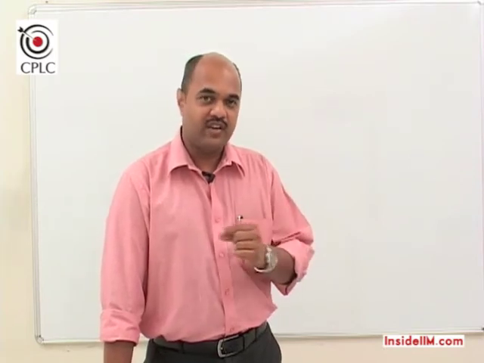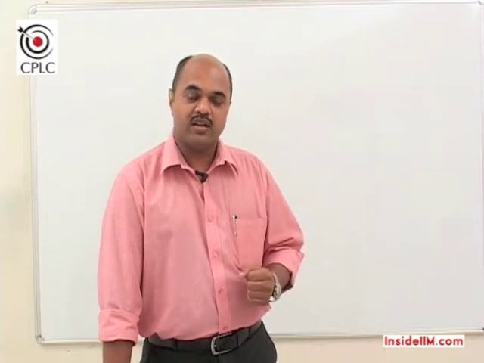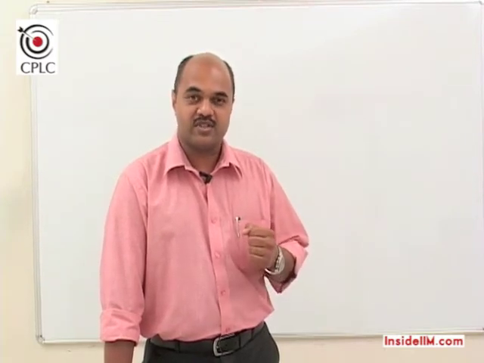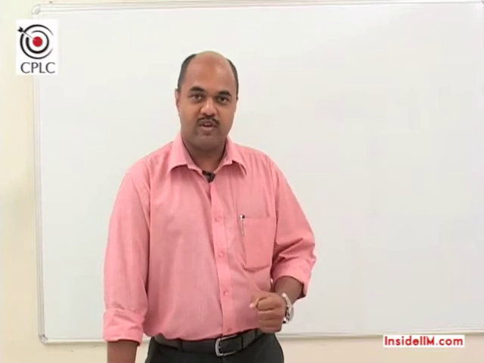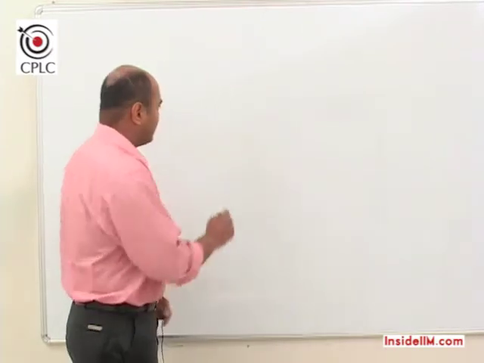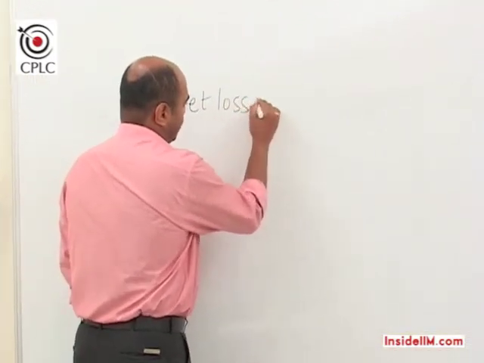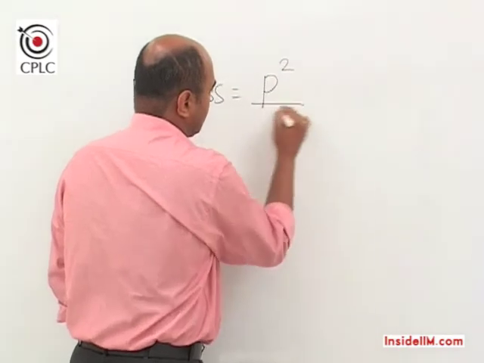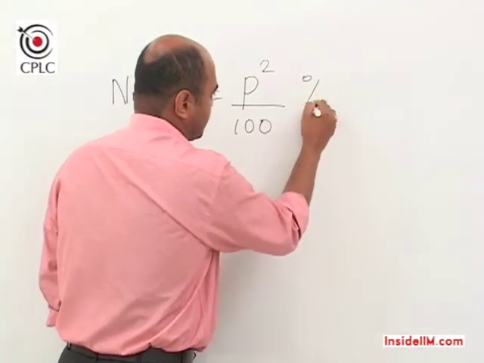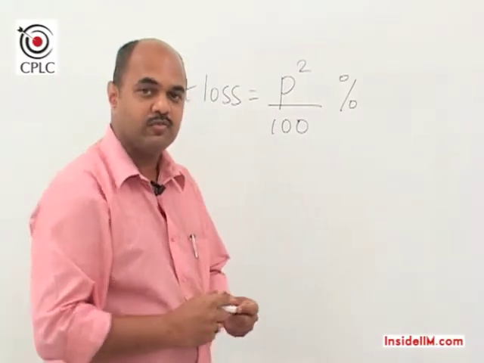So hence, if I rephrase that whole question or go through the whole question again, if two articles are sold at the same selling price, one at a profit of P% and the other at a loss of P%, then there will be a net loss, which is going to be P square upon 100%. Now this loss that we've stated is in terms of percentage.